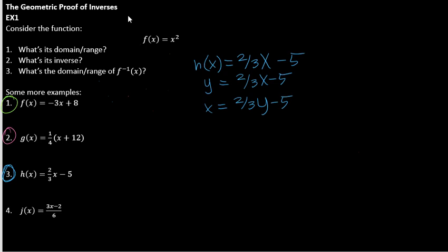And now I'm going to solve for y, which is essentially, again, solving for my f inverse of x. Okay, in this case, it wouldn't be f inverse. I'm an idiot. It would be h inverse of x. Okay, so what I'm going to do first, add 5 to both sides.